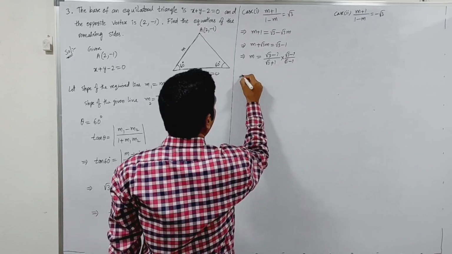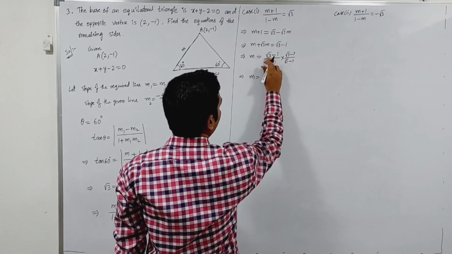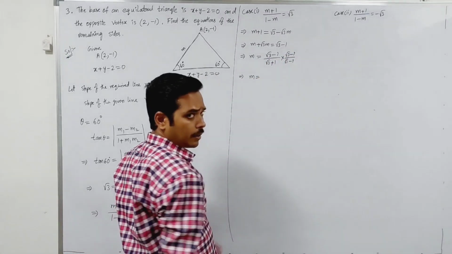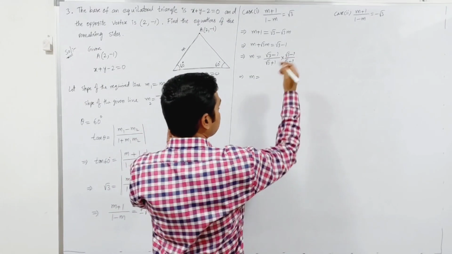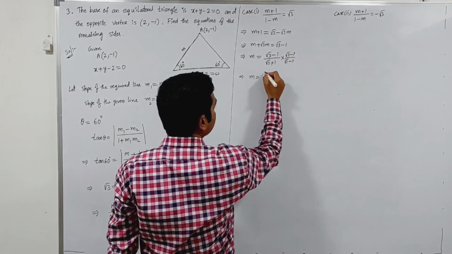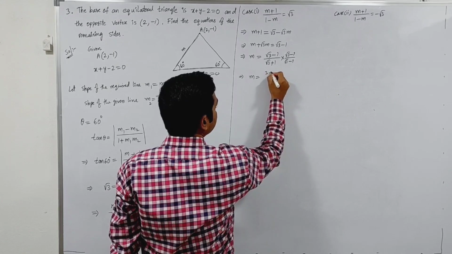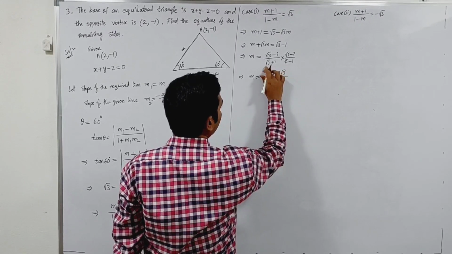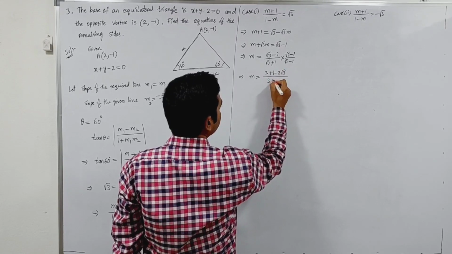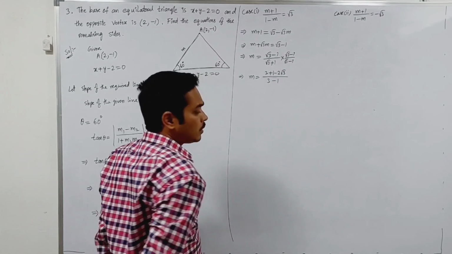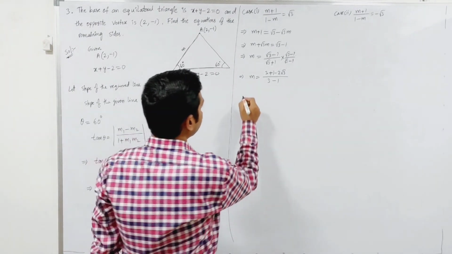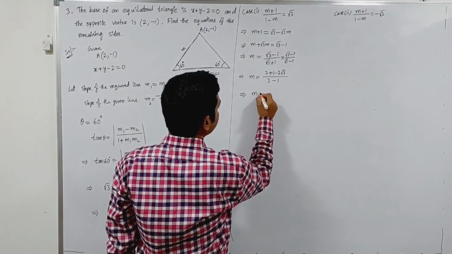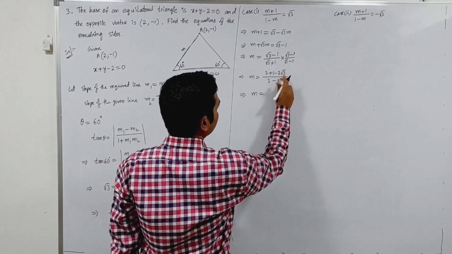We get m is equal to (a minus b) into (a minus b), that is (a minus b) whole square. Root 3 minus 1 whole square means root 3 square plus 1 square minus 2ab, that is 2 root 3, by (a plus b) into (a minus b), a square minus b square, that is 3 minus 1. From this, m is equal to 4 minus 2 root 3 by 2.